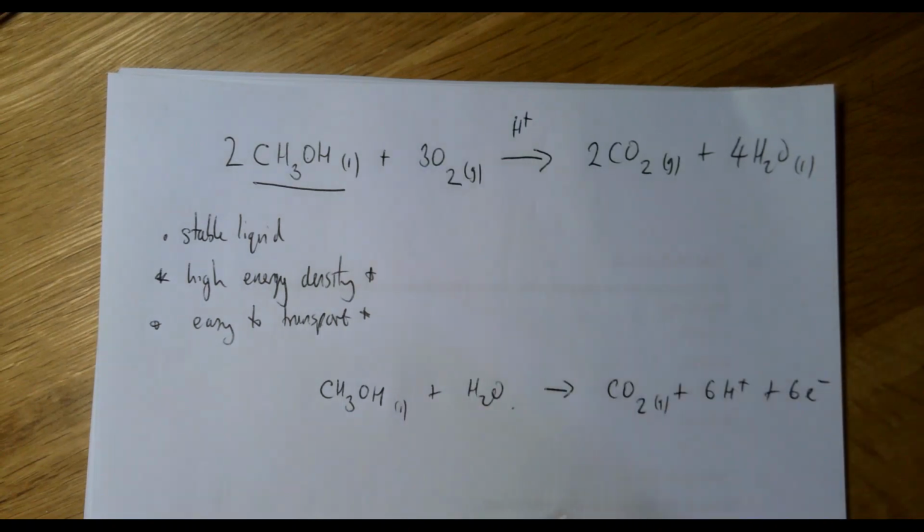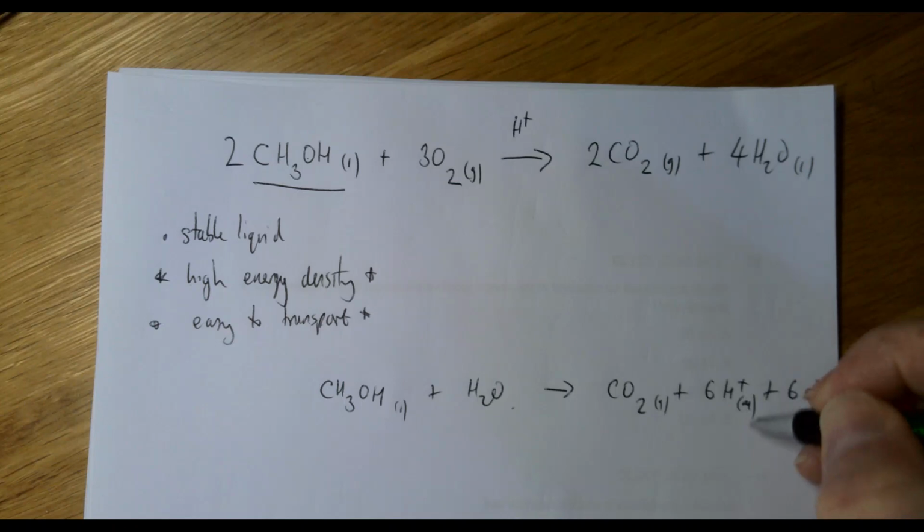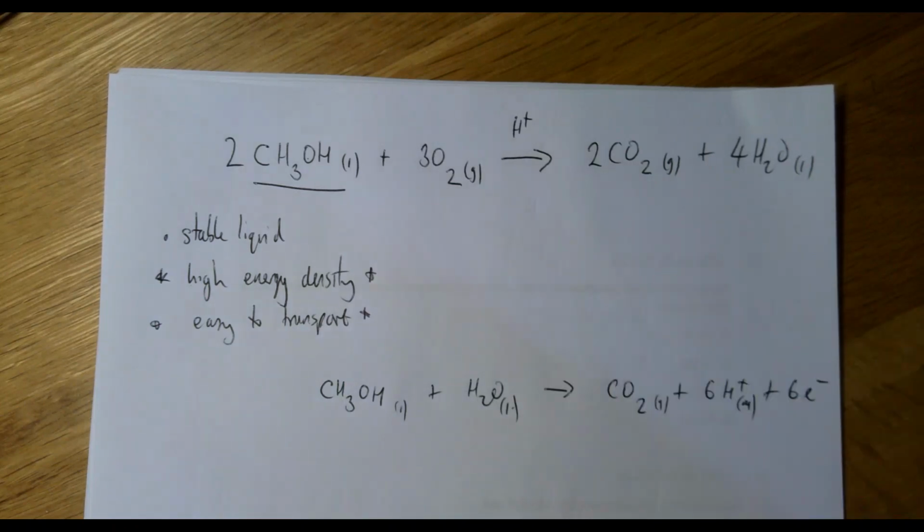So it's methanol going to carbon dioxide, balance the hydrogens with H plus, balance the oxygens with water. But the other way around, of course, start with the oxygens, then the hydrogens, and then balance the electrons last of all. That's how we've approached it.